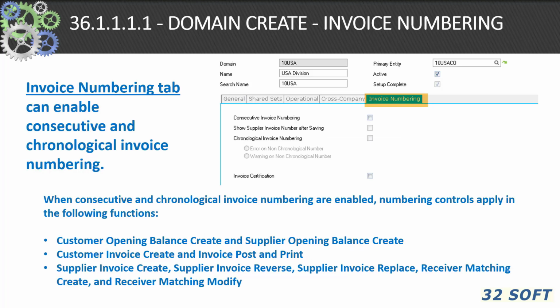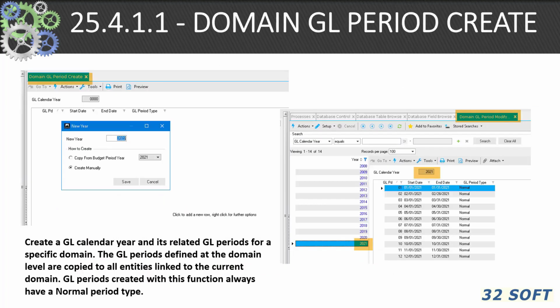The invoice numbering enables consecutive and chronological invoice numbering. When the chronological and consecutive invoice numbering are enabled, controls can be applied to customer and supplier opening balances, customer invoice print, post, supplier create, invoice reserves, invoice and receiving, and receive matching functionality.